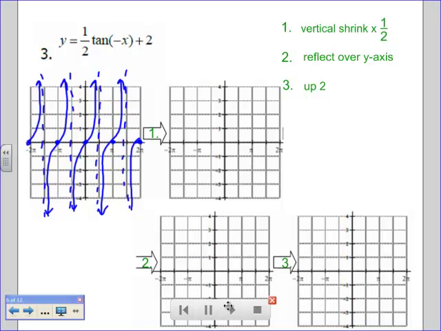Start off by the vertical shrink of 1/2. Any place where you had an asymptote, when you vertically stretch or shrink, is going to stay an asymptote. So translate those asymptotes back into the same places they started. Your zeros, any place you had a 0, your y value is 0. And 0 times 1/2 is still 0. So in the halfway spot of all of those asymptotes should be a 0. But now, where we used to go up to 1, we're now only going to go up to 1/2. Where we used to go down to -1, we're now only going to go down to -1/2.